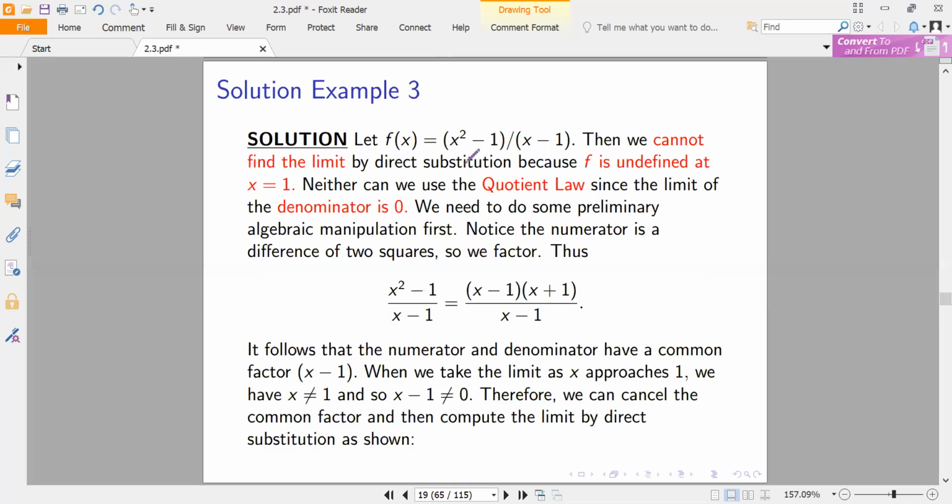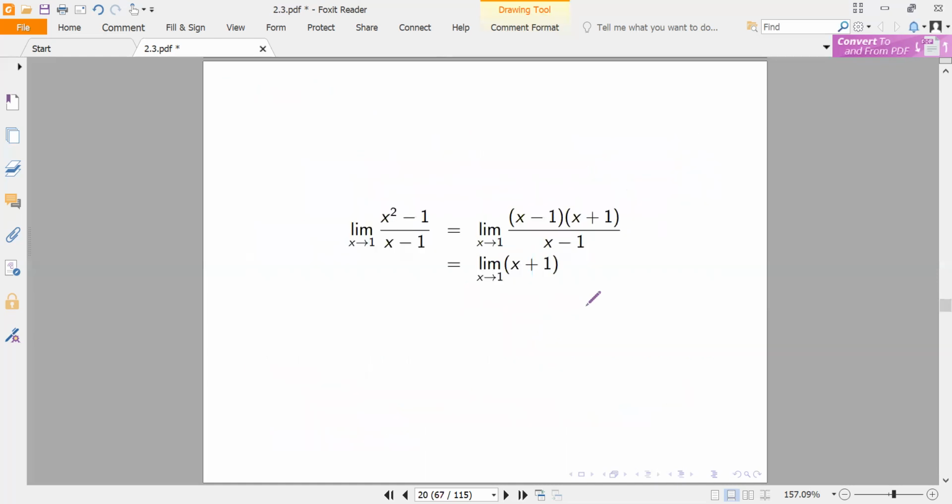Again, we cannot use the quotient law, because we're going to have a denominator of 0. So we need to find a way to simplify the function. If you look at the numerator, we have x squared minus 1, which is the difference of 2 squares. So we can factorize that and get x minus 1 times x plus 1 all over x minus 1. Remember we said the limit is approaching 1. It is not equal to 1. We just want to see what happens around 1. Because x is not equal to 1, we can cancel the denominator with x minus 1, and you're just left with x plus 1. In that case, you just have a polynomial, and you can do a direct substitution, and voila, you got an answer.